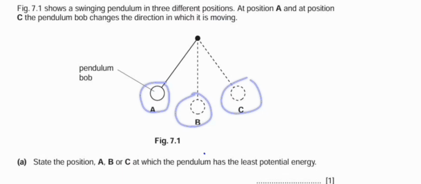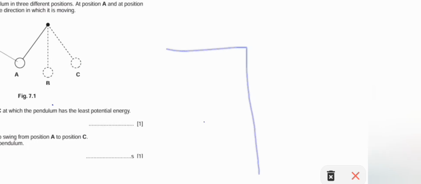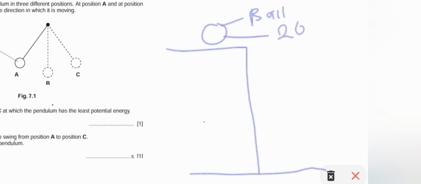So the first one is question A: state the position A, B, or C at which the pendulum has the least potential energy. To answer this one, let me give an example. Suppose this is a building, then this is the ground surface. On top here, suppose this is a ball, and this ball has the energy of 20 joules. So on top here, the potential energy is going to be 20 joules. Then the kinetic energy is going to be 0 joules.